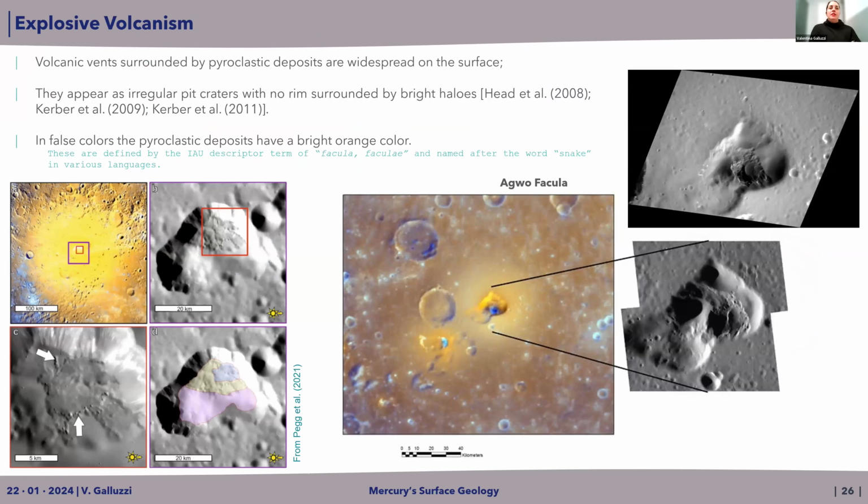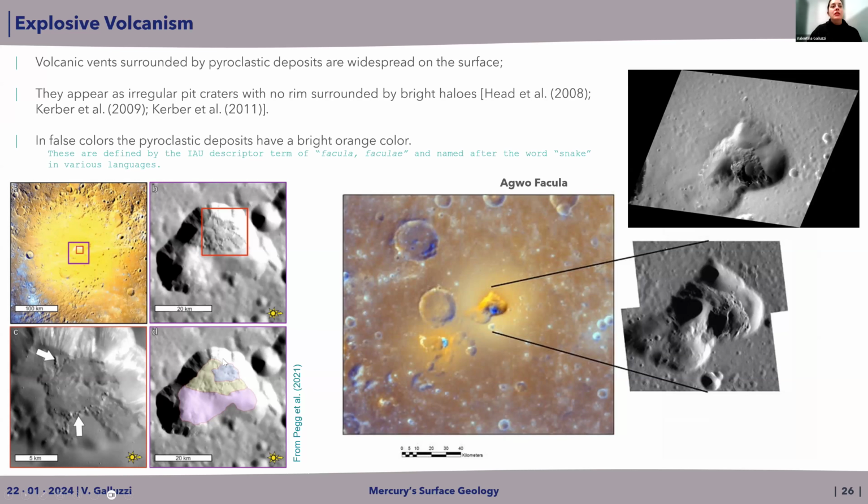Finally, after the main tectonic events and the main volcanic events, we have another kind of volcanism, which is the explosive volcanism. Scattered around the surface of Mercury, you can find these faculae, which are called faculae by the IAU. You can see them well in an enhanced color-based map: they are pretty bright, they are yellow, and they are pyroclastic deposits.